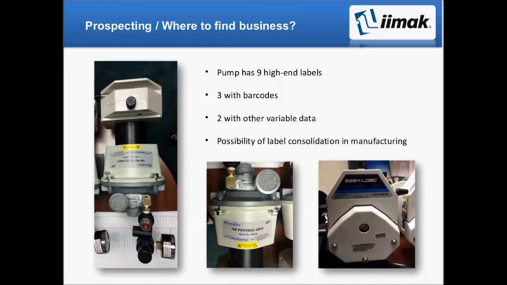Let me start by telling you about this pump we found on one of our engineers' desk at Iimak. It's a pump of one of our slitting machines. We started counting labels. There were 9 labels in total on this 35 centimeter long pump. 3 had barcodes and 2 had variable printing. They also used high quality colored or chrome finish labels. Another thing about this pump is that it has a motor, which was made by a different company.